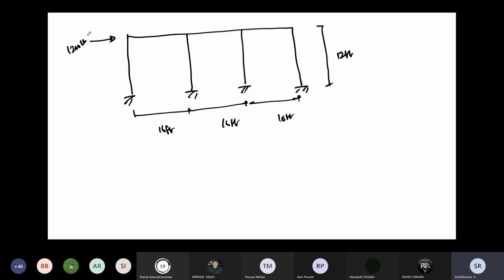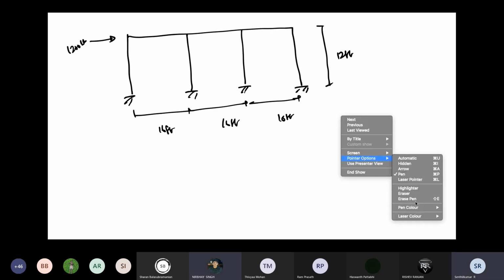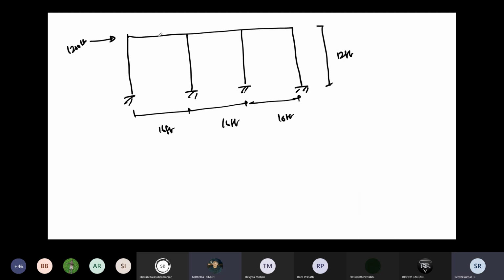So what will be your first assumption? This is a frame. The first assumption is hinges at the midspan of the beam. I'm pointing hinges here. Then the second assumption: the hinges on the column, that is also at midspan. Yes, the midspan. So hinges we assumed like that.